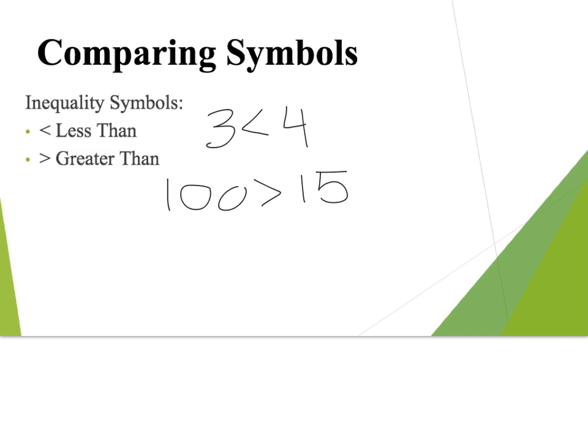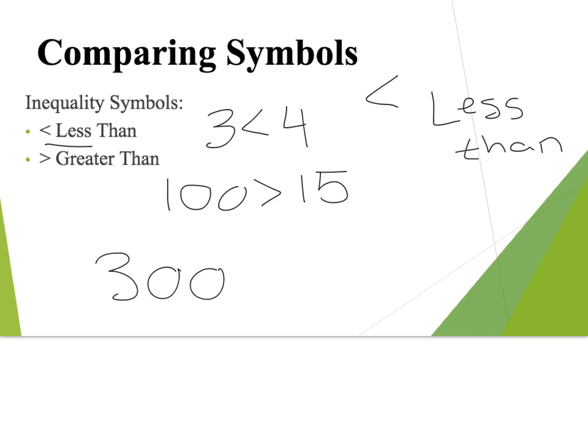The way that I remember which symbol is which and how to read them is, less than, the symbol kind of looks like a squished L, and less than starts with an L. Occasionally our numbers will be equal to each other, and in that case we would use an equal sign. For instance, 300 is equal to 300. And an equal sign is not considered an inequality symbol because inequality symbols are literally in-equal, not equal.